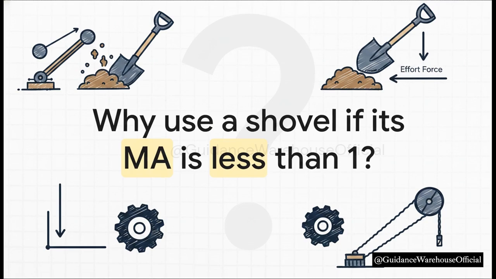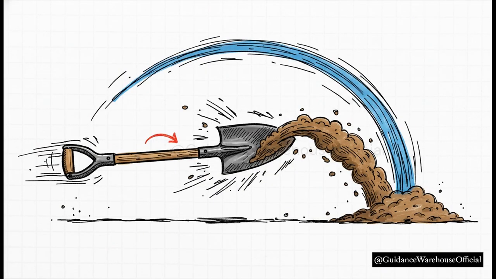Now, you might be wondering, and honestly, this is a super common point of confusion for students: wait a minute, if a shovel has a mechanical advantage of less than 1, meaning I literally have to put in more force than the actual weight of the dirt I'm lifting, why on earth do we even use it? Well, here is the absolute genius of the shovel. A shovel willingly sacrifices force to gain output distance and control.